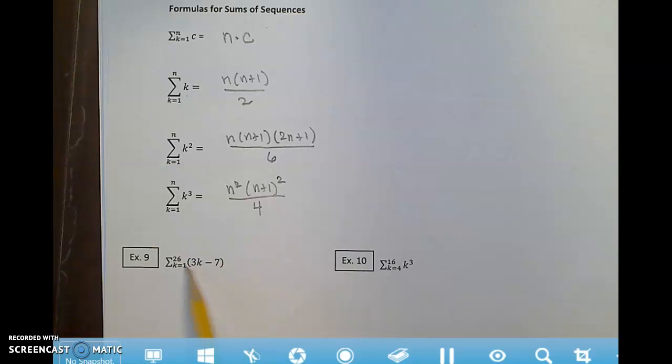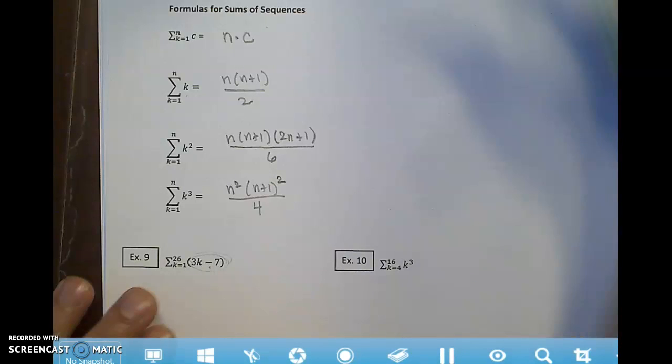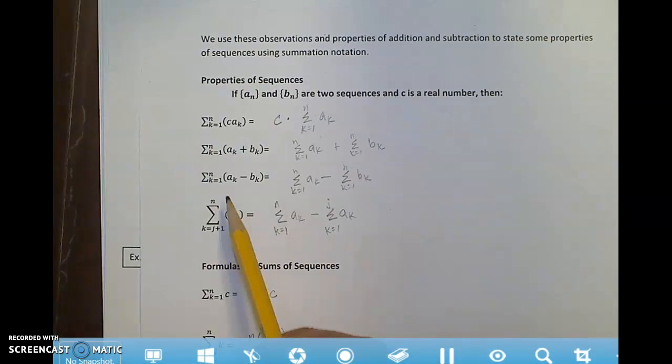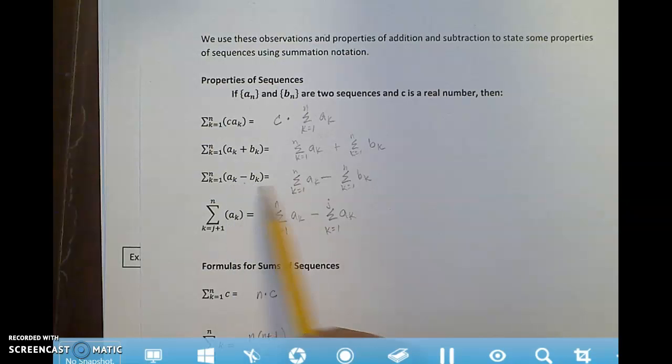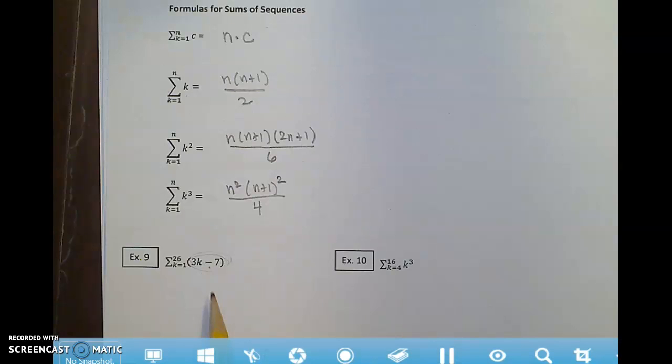Okay, so what we want to do here is look at the expression that represents the sequence and try to break it up and see where we can use the properties. So one of the first things you're going to notice is the subtraction. Okay, so based off of this property, we're taking the subtraction up to the sum of the difference between two sequences. We can rewrite it as a subtraction of two separate summations. Okay, so that's what we're going to do with this one.